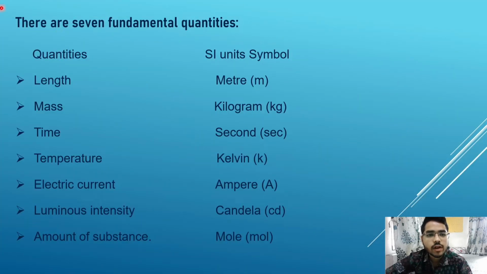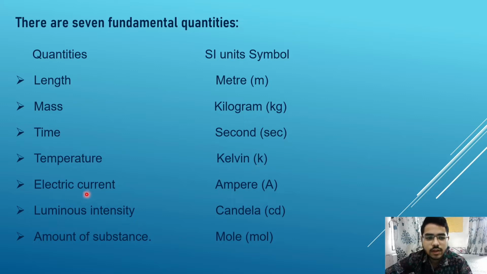There are basically 7 fundamental quantities. So let's see which are those. The first one is length, which in SI unit is meter. Next is mass, which is measured in kg in SI unit. Here the symbols are written: meter, kg for kilogram, and time is second, symbolically represented as SEC. And temperature is usually measured in Kelvin.